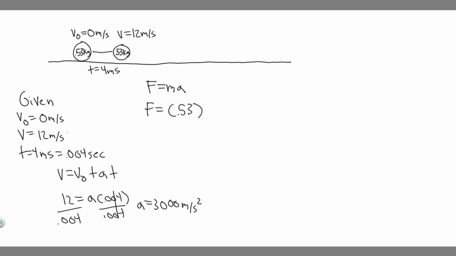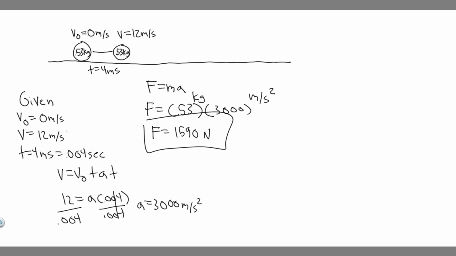Now that we have the acceleration, 3,000 meters per second squared, we can multiply it with the mass and solve for the average force. So you want to do 3,000 times 0.53. When you do that, you'll get F equals 1,590. And since this is kilograms times meters per second squared, you get newtons. So force is going to be equal to 1,590 newtons.